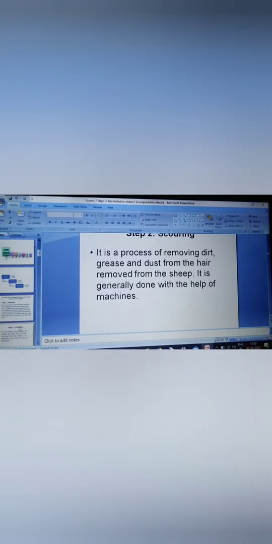Next step we will see what is scouring. Scouring is a process of removing dirt, grease and dust from the hair removed from the sheep. It is generally done with the help of machines. So this is scouring. Next you are going to make a note in your notebook, children. Then you have sorting. Your sorting process is a process of separating the hair of the sheep according to their texture. So we are just following the flowchart here. Various steps you are learning in detail. So you have to write step 1, step 2, step 3 in your notebook.